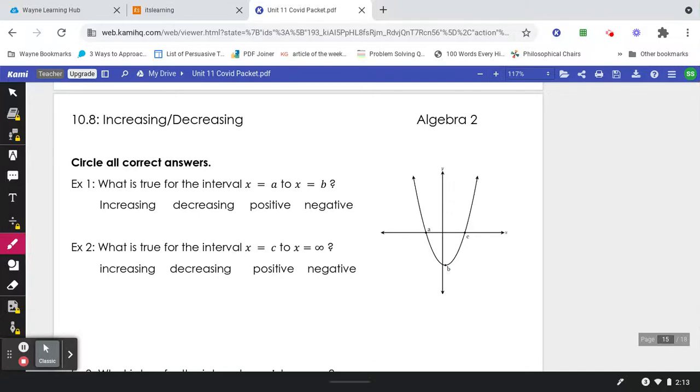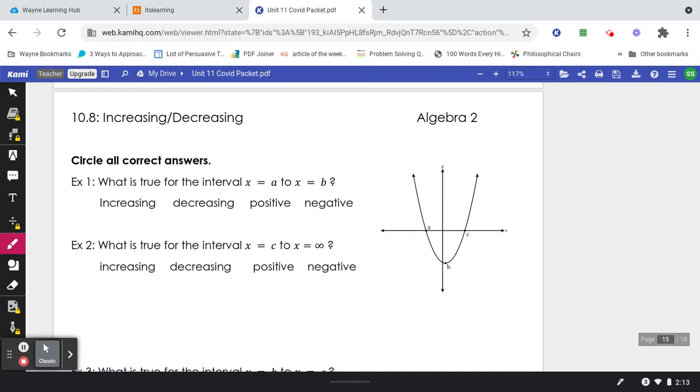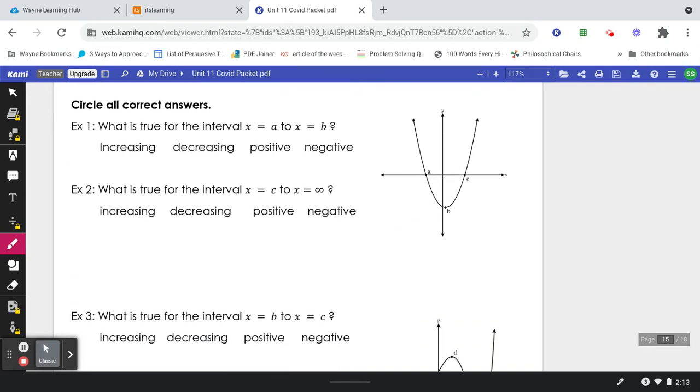10.8 notes for Algebra 2. We're going to talk about increasing, decreasing versus positive and negative. So the first thing we have is some multiple choice. We're going to select all correct answers. So what is true for the interval x equals a to x equals b?